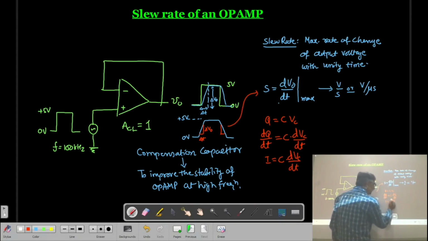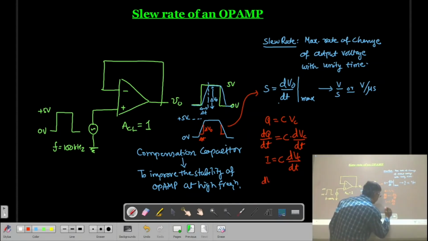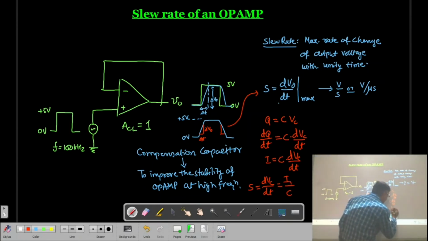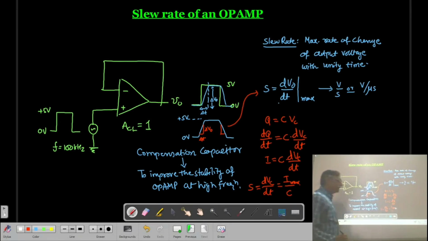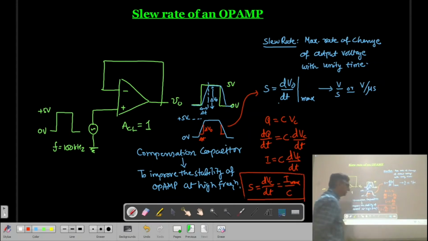And this dVc by dt, remember, we can define this as a slew rate, and therefore this is equal to I by C, and normally this is calculated for a maximum current. So I maximum divided by C. So using this also we can calculate what is the slew rate of the operational amplifier.